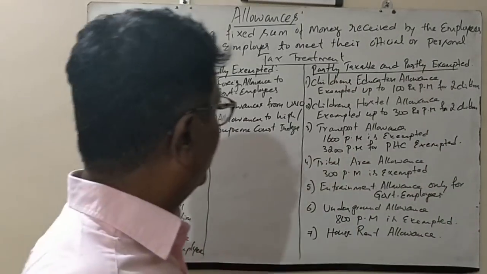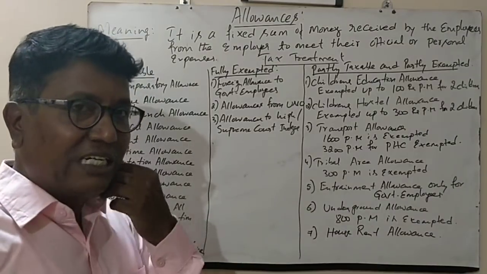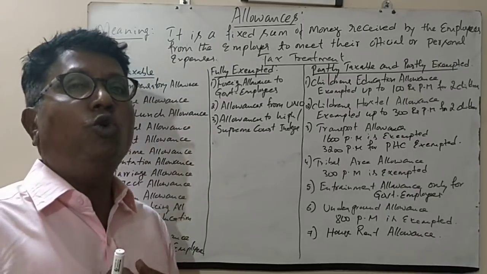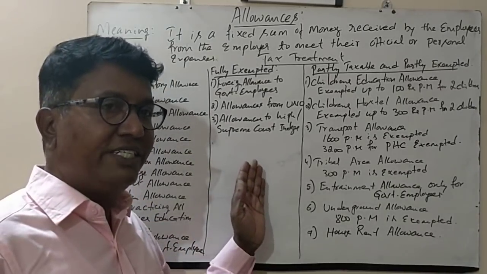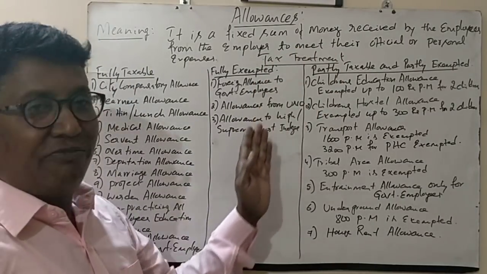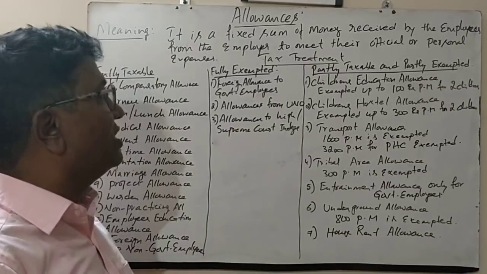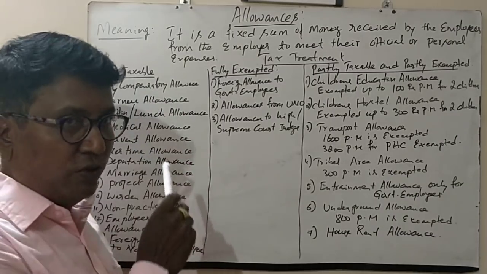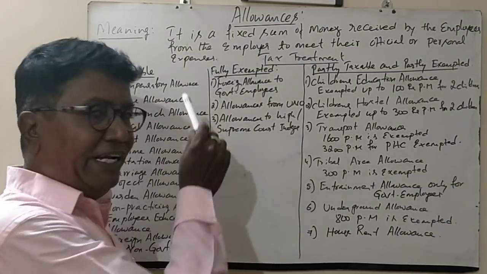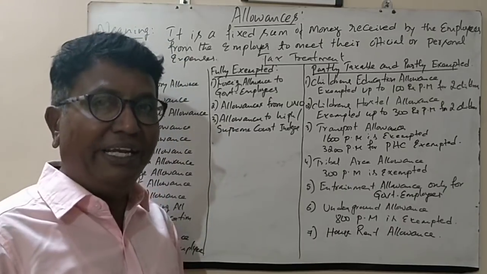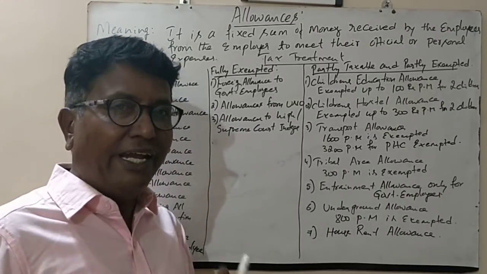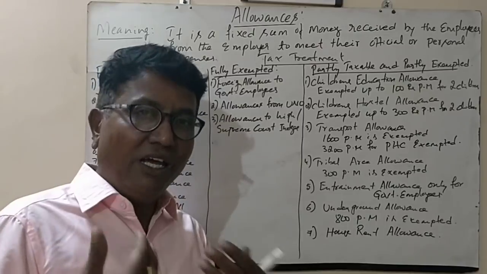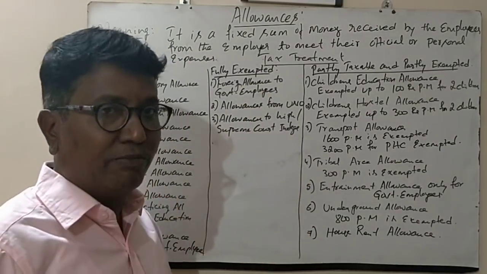So now let us come back to the second category or second type of allowance. One is called a fully exempted allowance. What is this fully exempted? There is no need to pay tax on the benefit you receive from the employer. What are those? Foreign allowances to government employees. Foreign allowance to non-government employees is fully taxable, but foreign allowances to government employees is fully exempted, because government employees are meant for public service. Thereby, any government employee who is deputed to a foreign country, and if the government is giving any allowances for them, it is completely exempted.